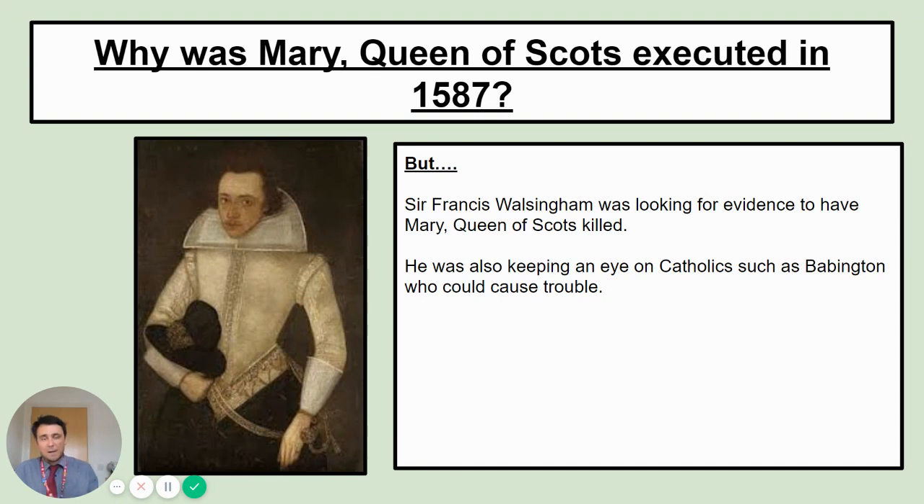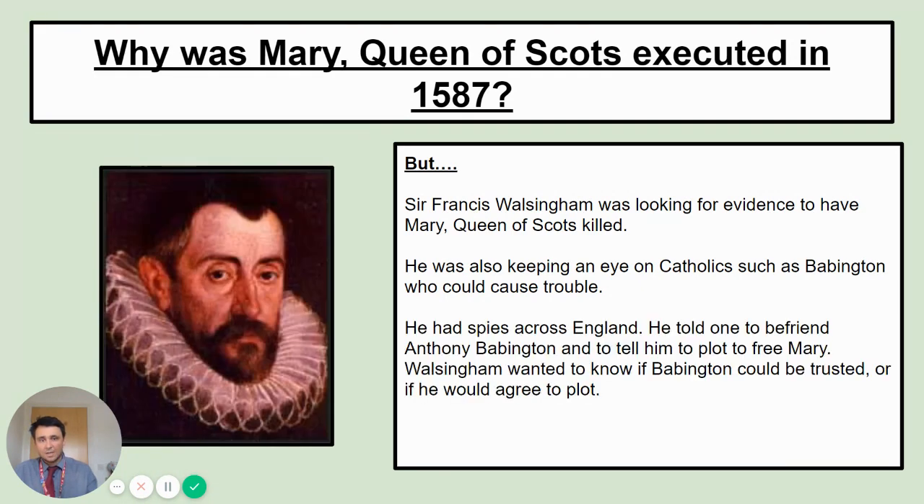Now, he was keeping an eye on Catholics such as Babington, who he felt could cause trouble. Walsingham had looked at Babington and gone, you're a Catholic. You've got links to the French, who we're enemies with. You've got links to the Duke of Guise. You could be talking to them. I'm going to have a spy watch you.